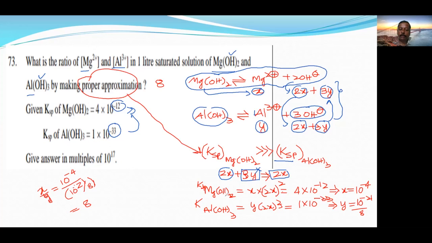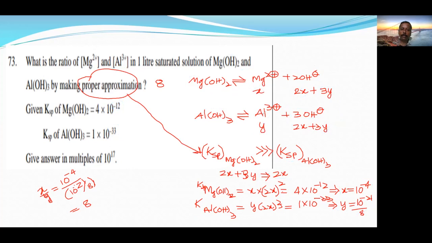Okay. So Ksp of Mg(OH)2 is equal to this one, and Ksp of Al(OH)3 is equal to this one. Substituting and simplifying, you will get x by y. We want x by y, both are divided, then I am getting 8. So mainly you have to write this equation and neglect 3y, not 2x. Why not? I think I have already explained.